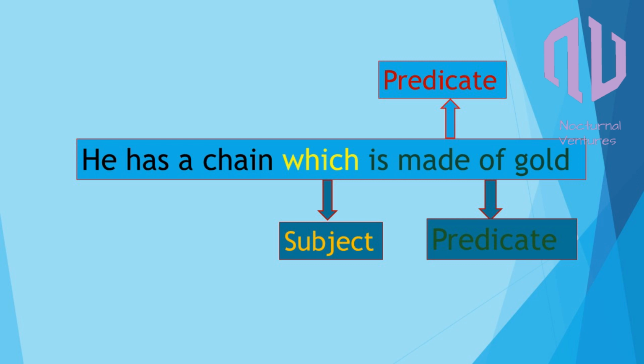Got it? So that means a phrase is a group of words which cannot stand alone without the main subject of the sentence, but a clause is a group of words which can stand alone without the main subject of the sentence, because it has its own subject.